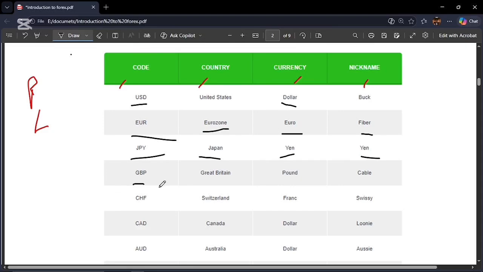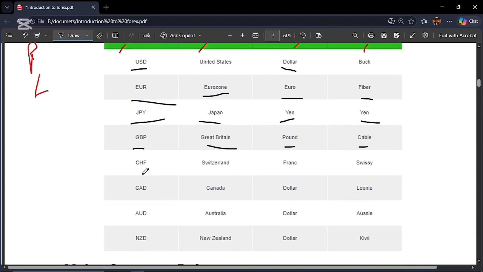Great Britain. The currency is a pound, and its nickname is a cable. And then we have the CHF, and this one is in Switzerland, and these are the francs. And the nickname is a Swiss. These are all currencies that we trade in the market.